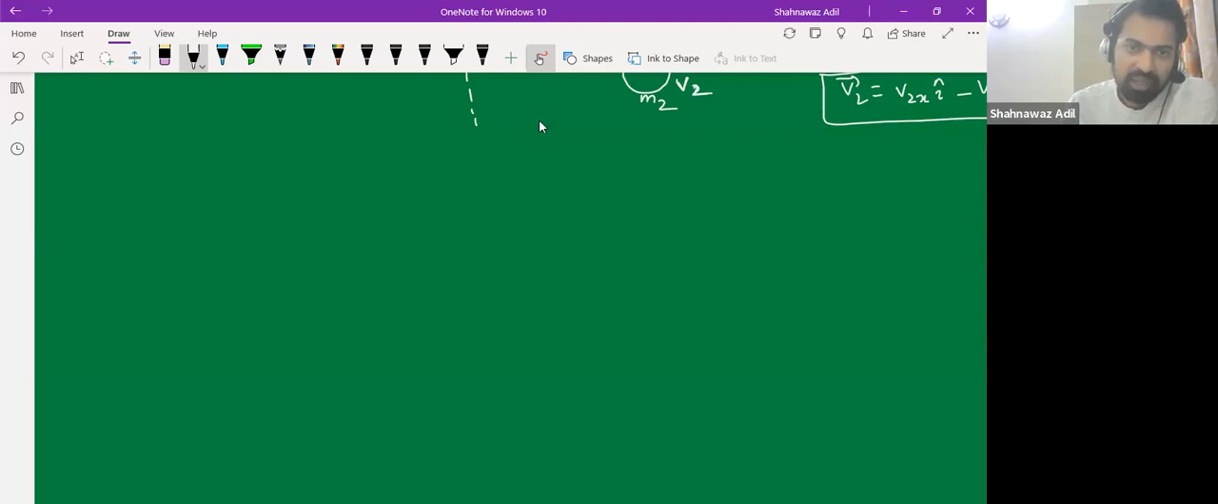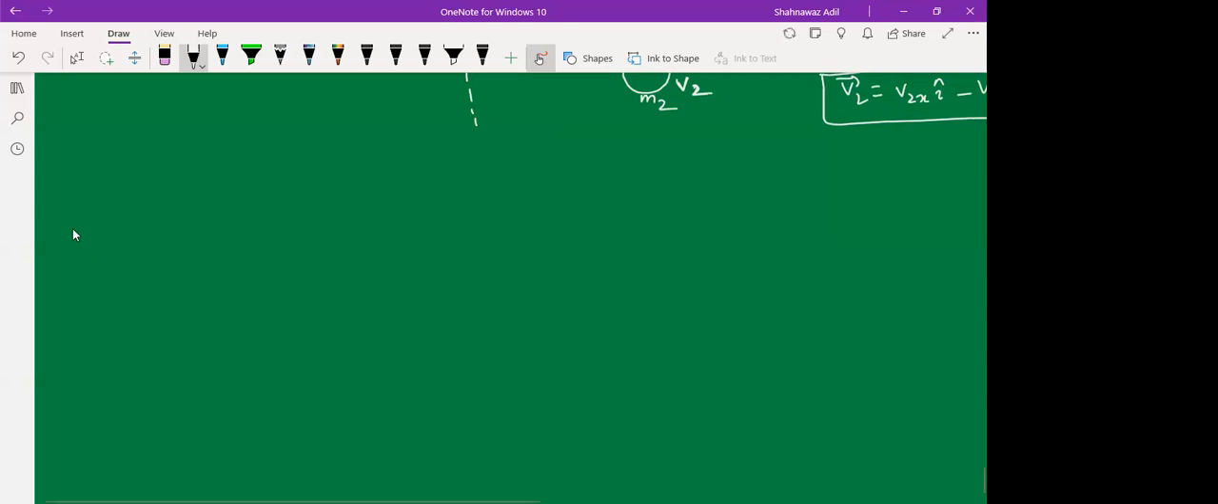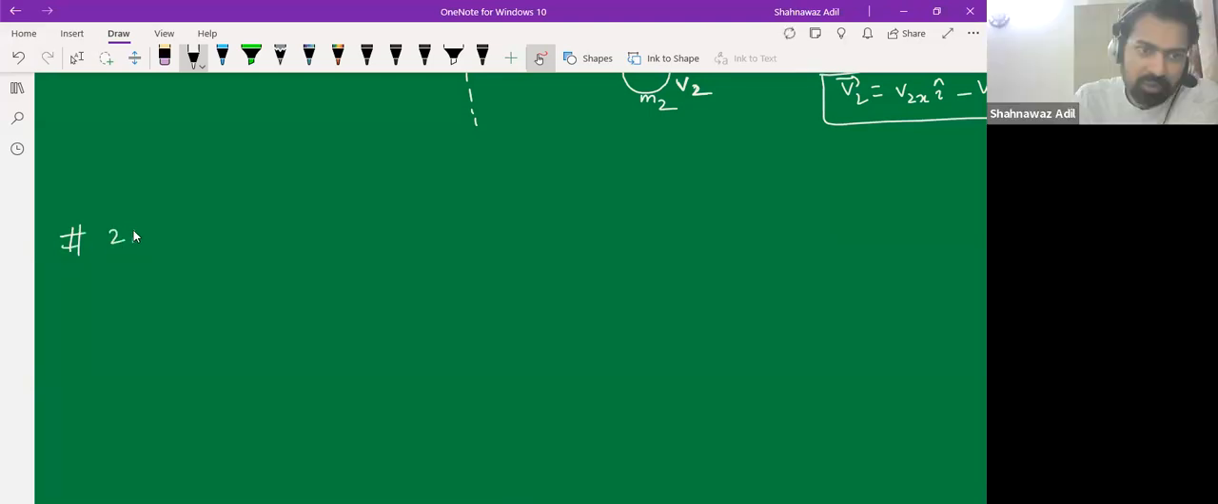And if the collision were the three-dimensional case, then it would be more complicated. But to simplify our life, we are assuming that the collision is two-dimensional. So, two-dimensional collision. And before I do that, let me again ask this question: resolution of vector.